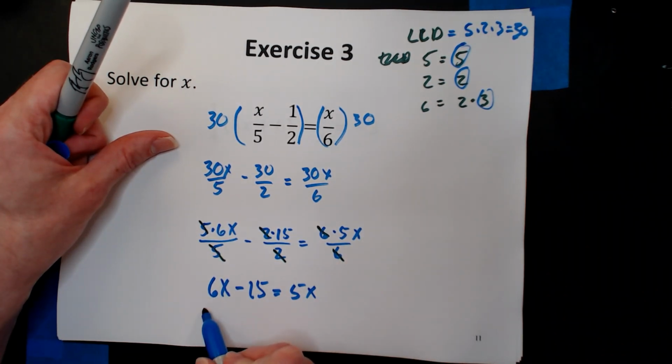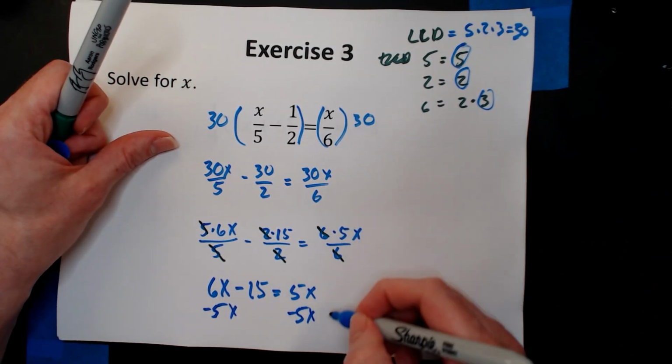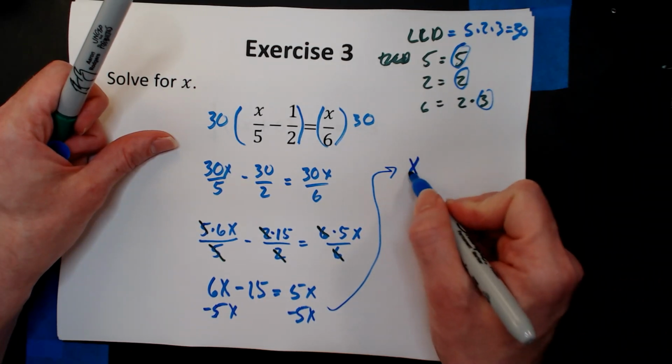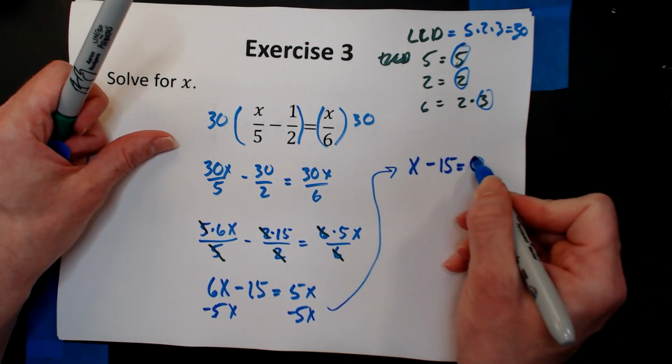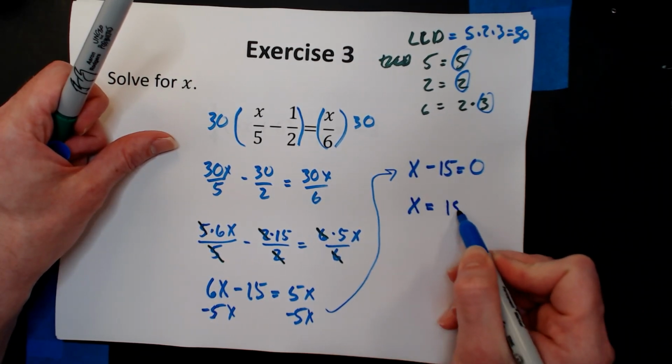So here I'm going to subtract 5x from both sides. And that's going to give me, let me rewrite that up here. So that's going to give me x minus 15 equals 0, or just move that to the other side, x equals 15.